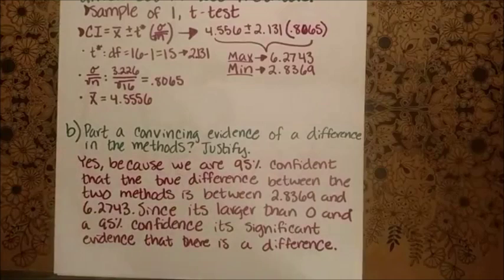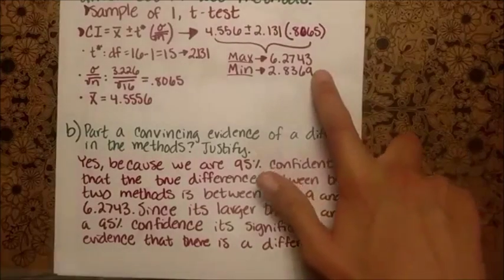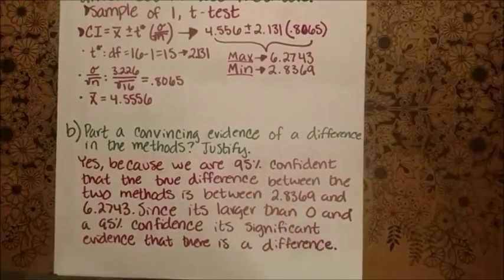We are 95% confident that the true difference between the two methods is between those two numbers we got in part A. And since that's larger than 0, and the 95% confidence is significant evidence, because that is very confident that there is a difference, no matter what you did, no matter how many you sampled, no matter how many you continue to sample, there's always going to be a difference between those two methods.